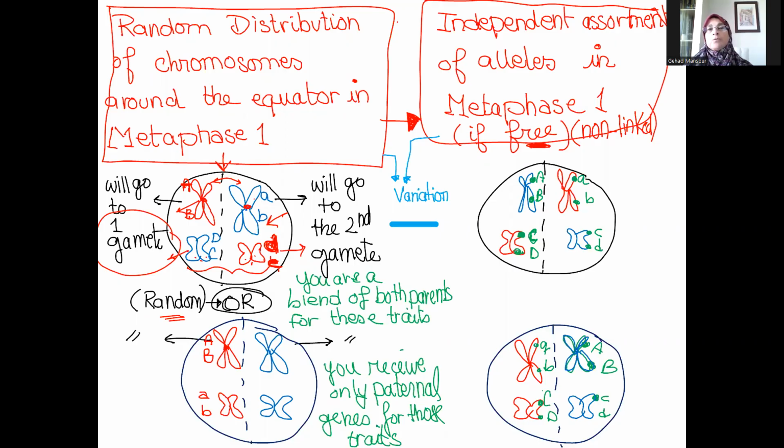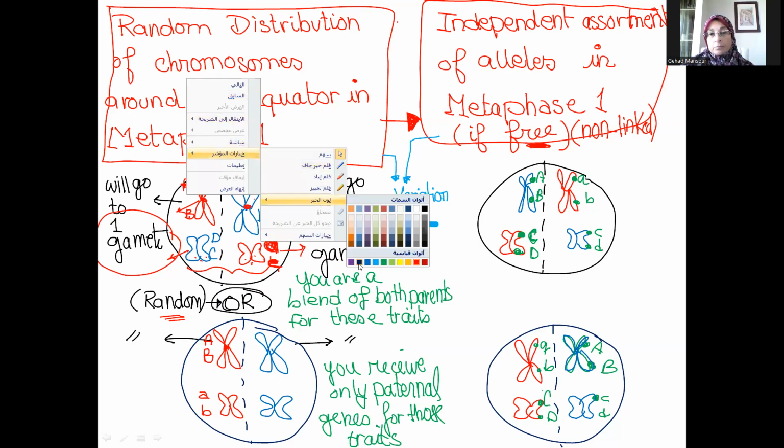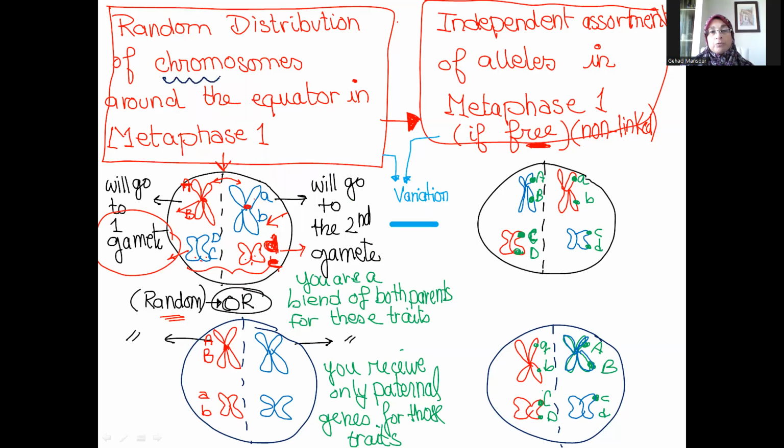So we talked about a random distribution of chromosomes around the equator of the cell in metaphase of meiosis 1. And we also talked about independent assortment of alleles in metaphase 1 for the free alleles, meaning that here, to the left, we are talking about random distribution of chromosomes, and to the right, we are talking about independent assortment of alleles if they are free alleles.